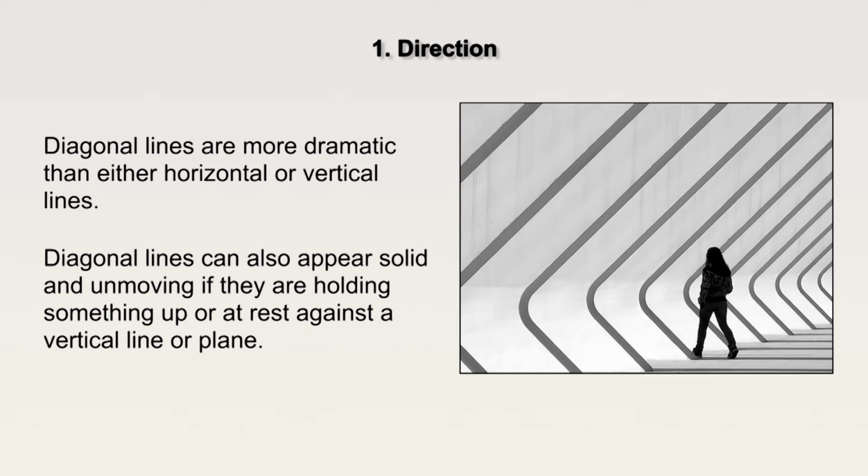Diagonal lines can also appear solid and unmoving if they are holding something up or at rest against a vertical line or plane.